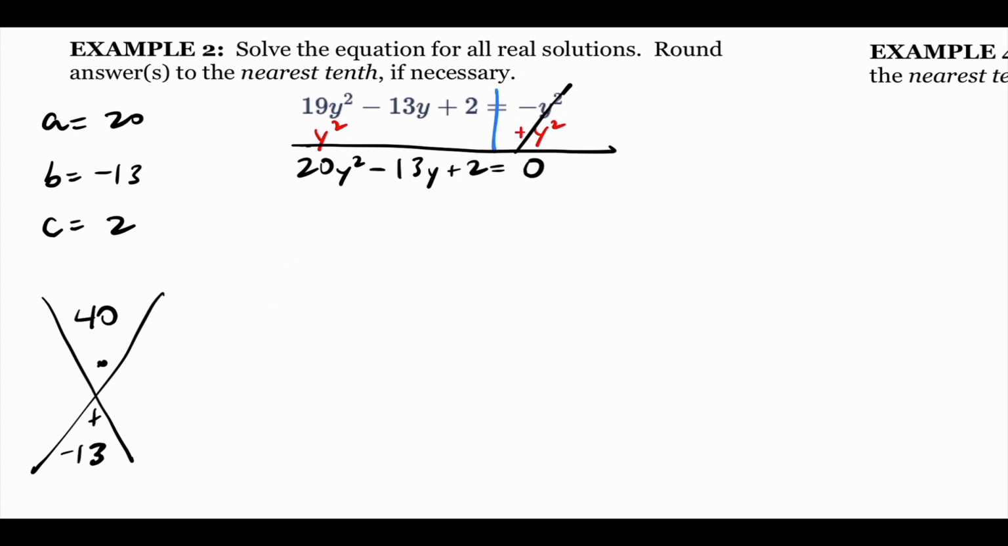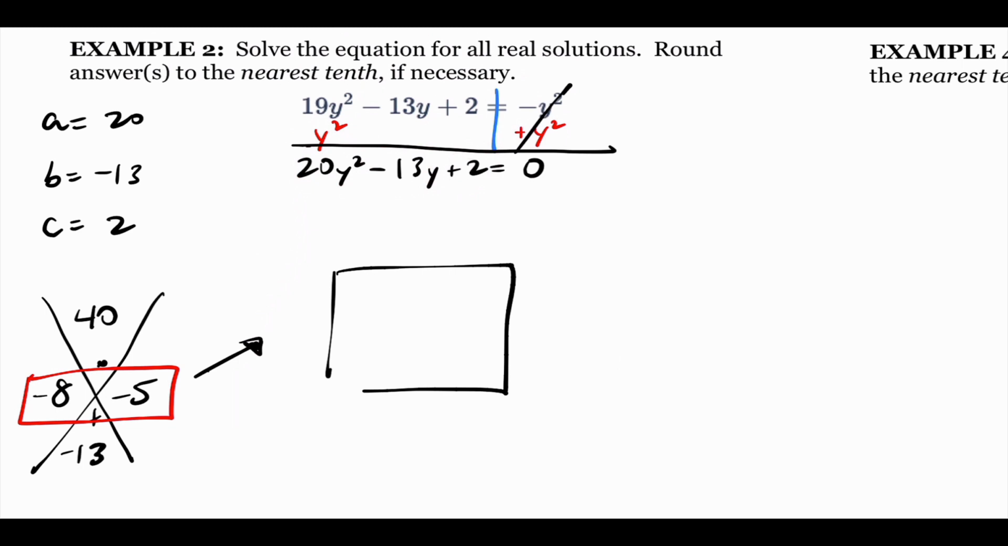So none of those numbers add up to be negative 13. But I could tweak it, right? 8 times 5. If I make them both negative, that still gives me 40, but it adds up to be negative 13. So it's negative 8 and negative 5. So this one does work.